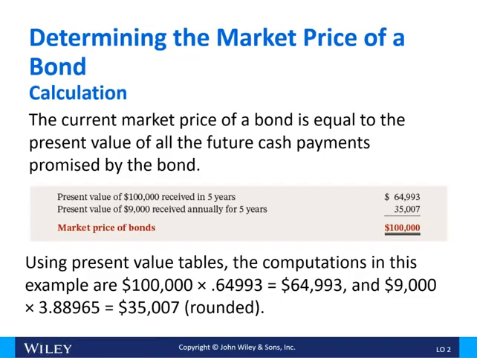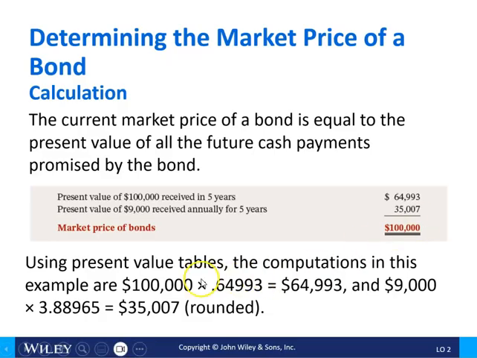So the current market price of a bond is equal to the present value of all the future cash payments promised by the bond. So the example that we looked at, the present value of $100,000 received in 5 years is $64,993. The present value of $9,000 received annually for 5 years is $35,007. If we add those together, the market price of the bond should be $100,000, which is the face value.